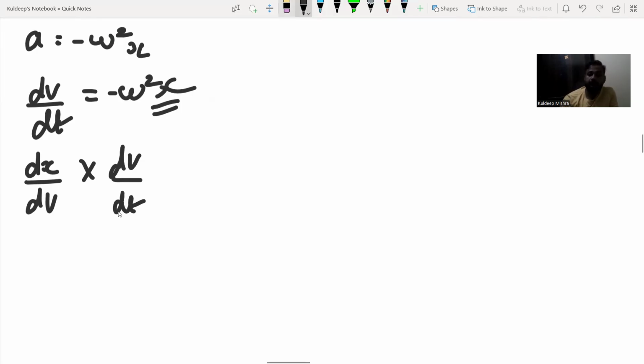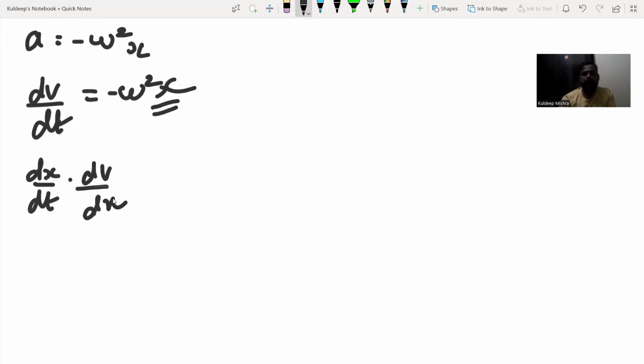Okay, there is a mistake here. Wait, I will be writing this as dx by dt into dv by dx. I made some mistake. This is dx by dt into dv by dx. Anyways, this dx gets cancelled, and what we get is dv by dt only. So it's a valid substitution.